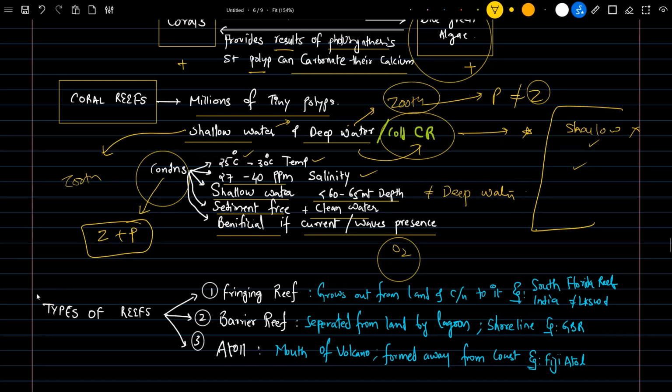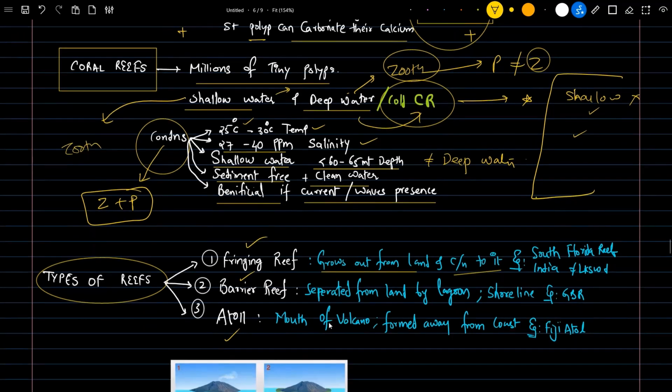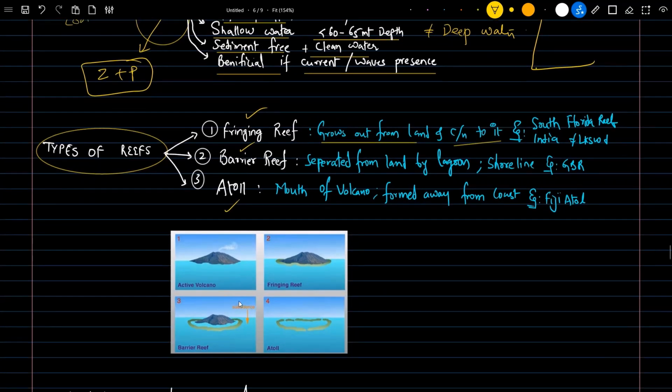Next, let's understand the different types of coral reefs. First is fringing reef, next is barrier reef, next is atoll. So what does fringing reef mean? It simply grows out from the land and is connected to it. So it is in this way. Let's understand here with this example.